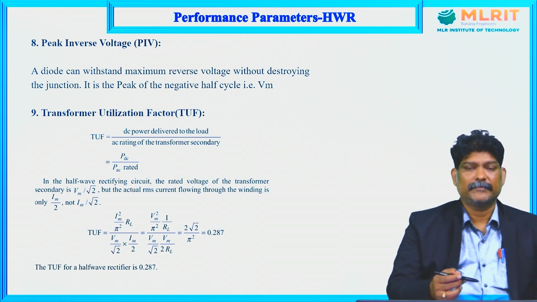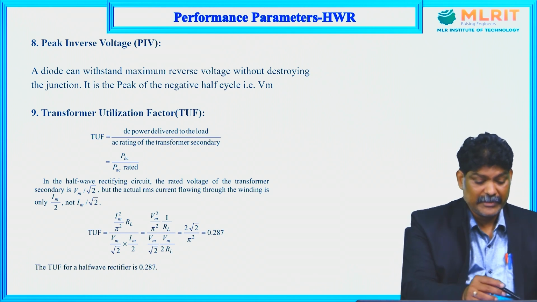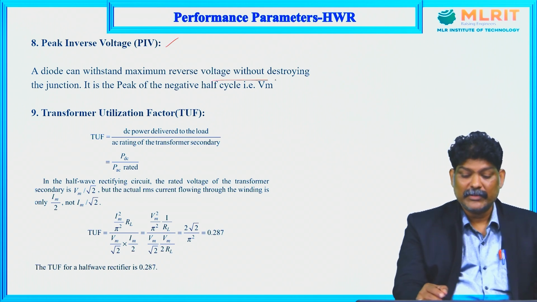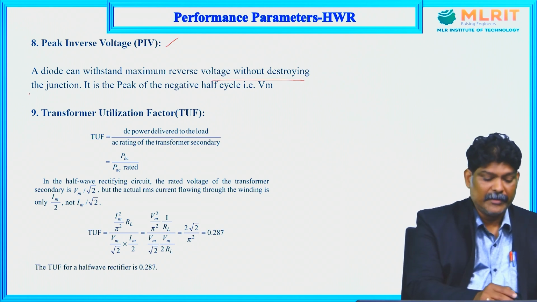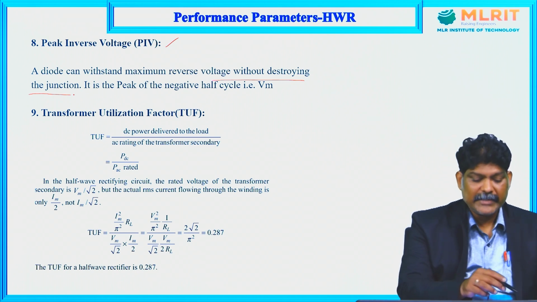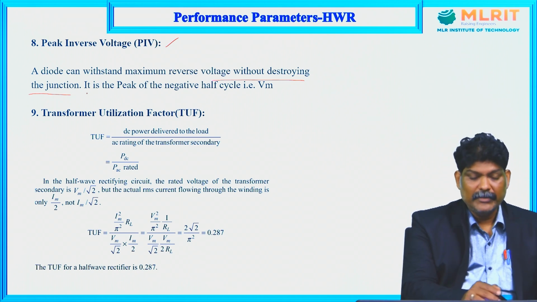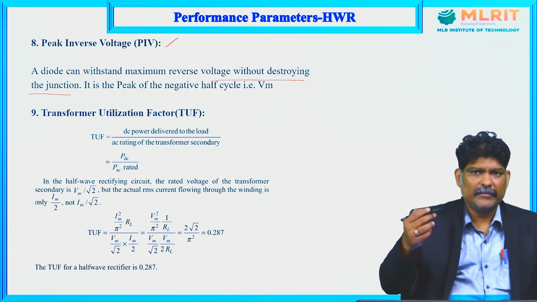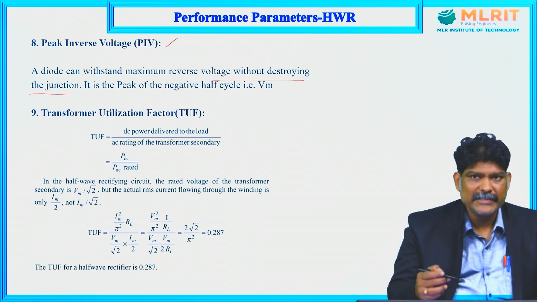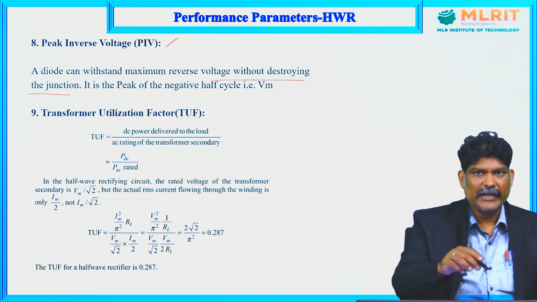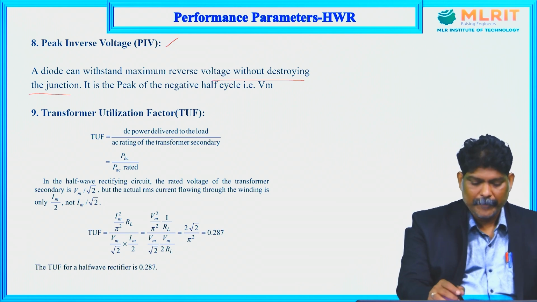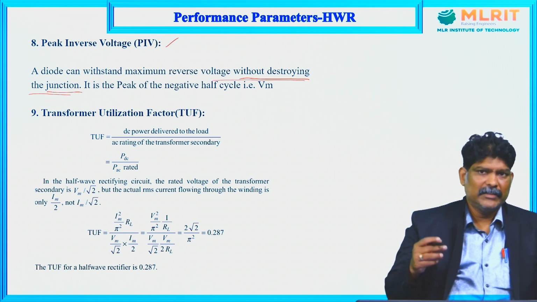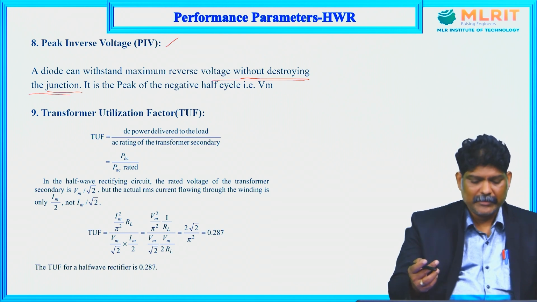The next performance parameter of the half wave rectifier is peak inverse voltage, PIV. A diode can withstand a maximum reverse voltage without destroying the PN junction. That is called peak inverse voltage. So up to what extent can you increase the reverse voltage without your diode blasting, or without destroying the junction? Sometimes if you increase the reverse bias voltage, the junction breakdown may take place.